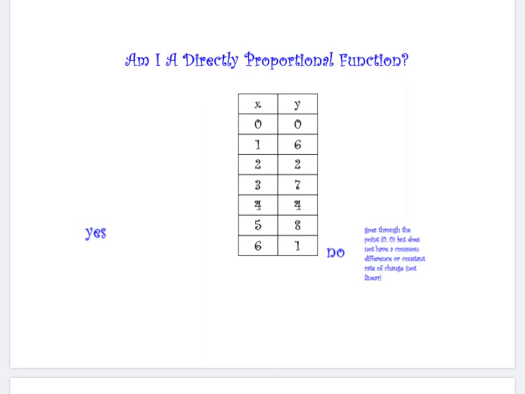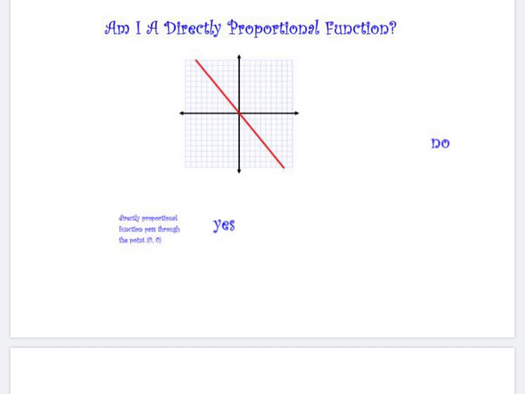This table is not directly proportional because even though it does pass through 0, 0, there is no constant slope or common difference because from 0 to 6 it increases by 6, but from 6 to 2 it decreases by 4. That's not a common difference or a constant slope, so it is no. That line is directly proportional because it goes through the origin and it is linear.